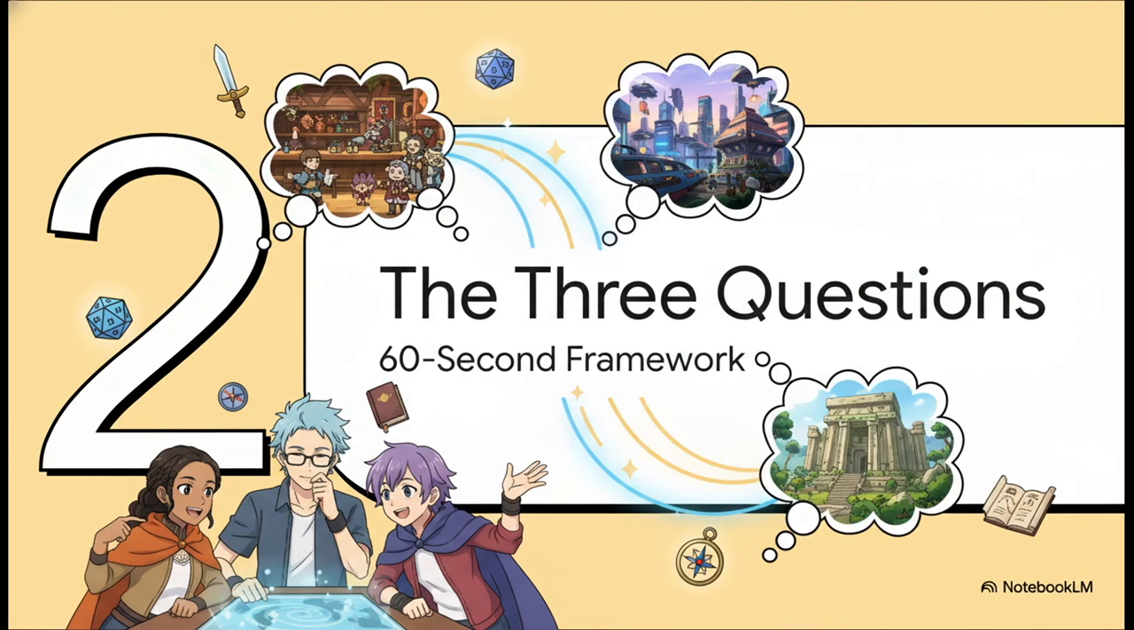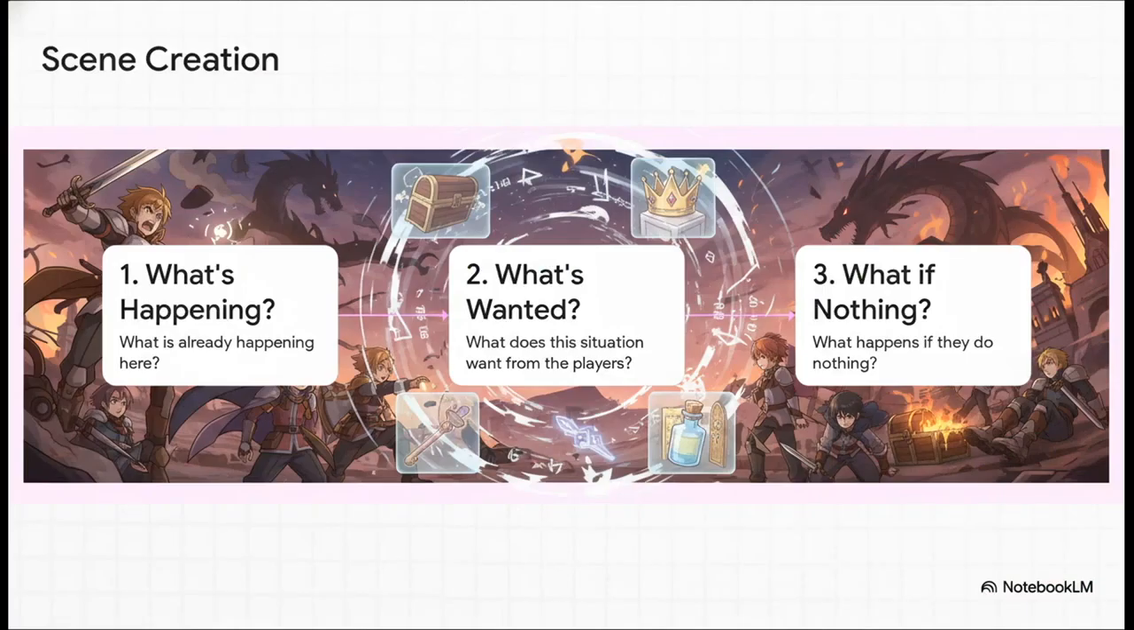So how do we create those moments? It's way easier than you think. You can turn any static location into a meaningful scene just by answering 3 quick questions. Seriously, this is a framework you can run through in under a minute during your prep. These are your 3 magic questions. Number 1, what is already happening here? Number 2, what does this situation want from the players? And number 3, and this one is the absolute key to the whole thing, what happens if they do nothing?